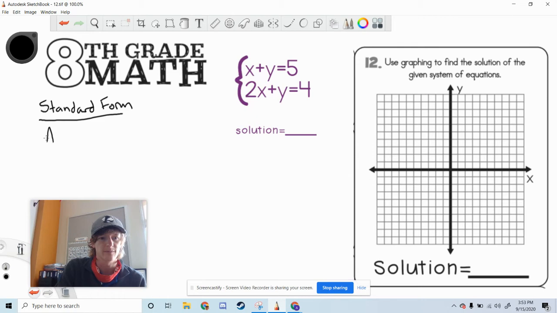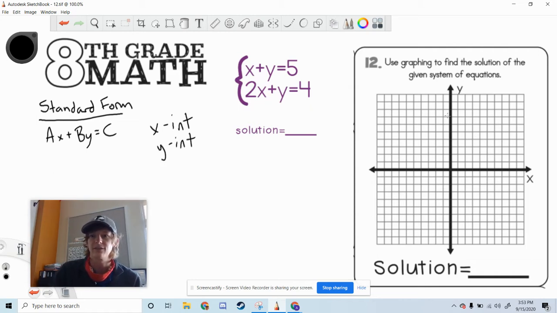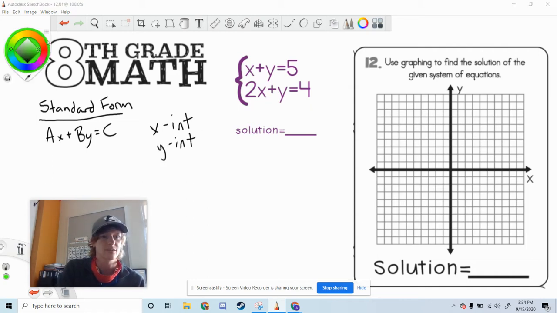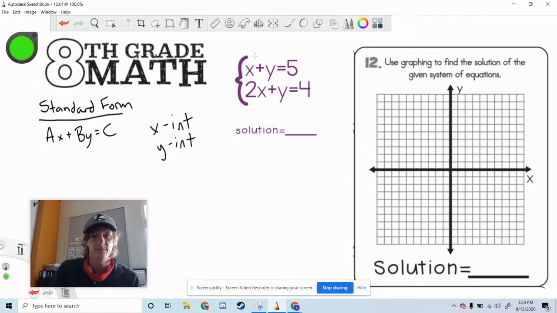Standard form is ax plus by equals c. And then we just use a, b, and c, and we're going to get our x-intercept and our y-intercept. So we're going to find where this line crosses the x-axis and where this line crosses the y-axis. So let's do the first one. So we have x plus y equals 5.